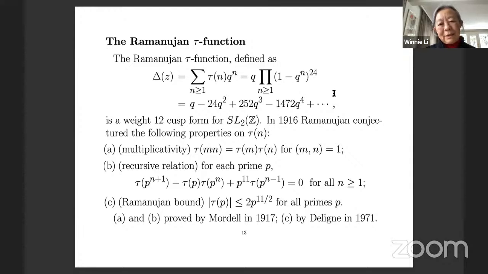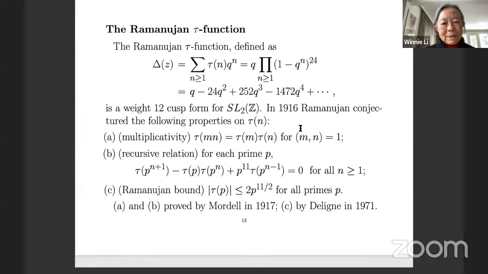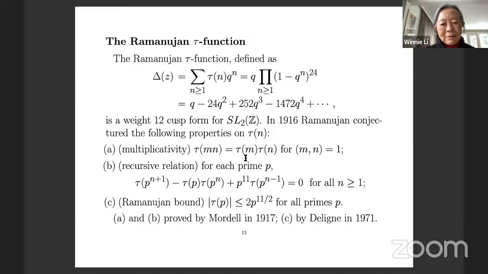So he computed about 30 Fourier coefficients for delta. And in 1916, he came up with the following conjectural properties about the Fourier coefficients of tau n. The first is multiplicative. That means that tau, viewed as an arithmetic function on positive integers, if the argument is a product of two coprime integers m and n, then tau of mn is tau m times tau n. So this means that to understand the value of tau, it suffices to know tau at the prime powers.